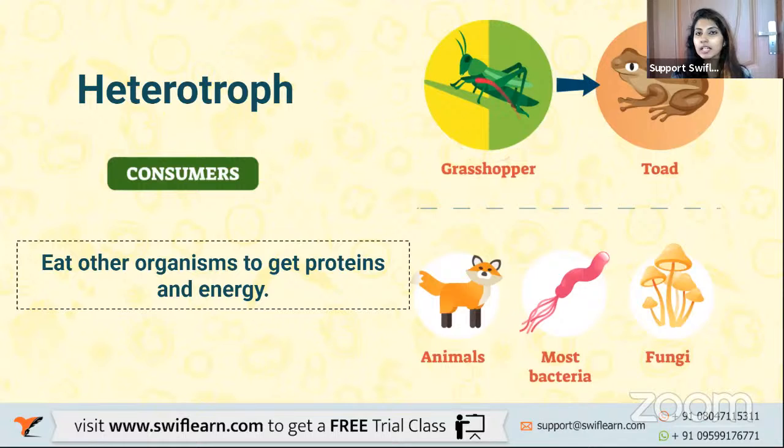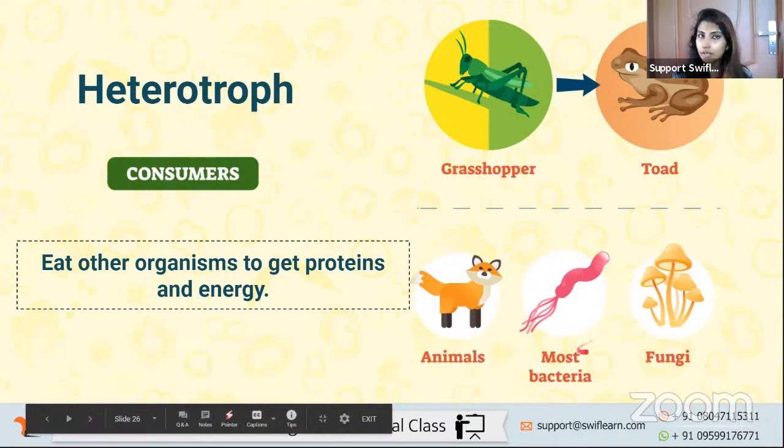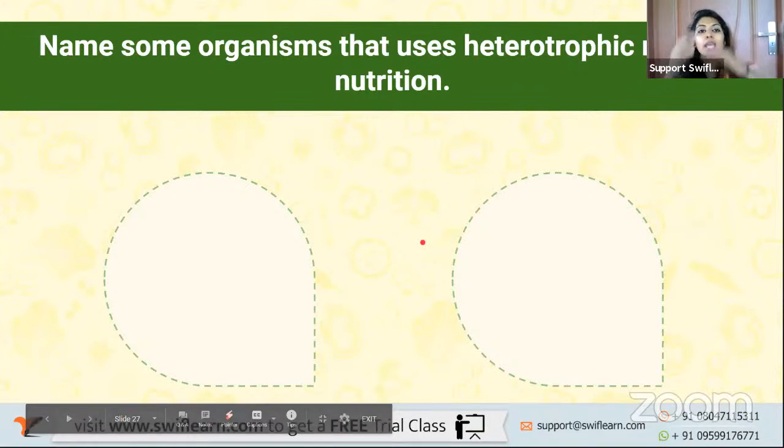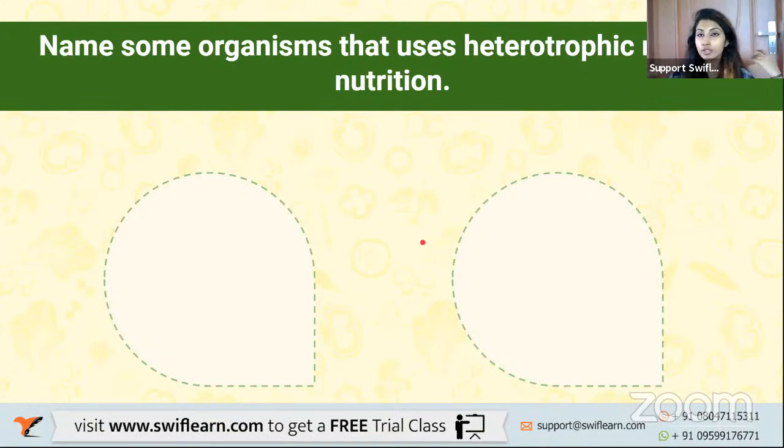Here is also another cycle where this grasshopper is being consumed by a toad. So the toad is always having the nutrition of the grasshopper also. Some examples are animals, some bacteria, then fungi also. It's all heterotroph. Now, who can name some organism that uses heterotrophic mode of nutrition?